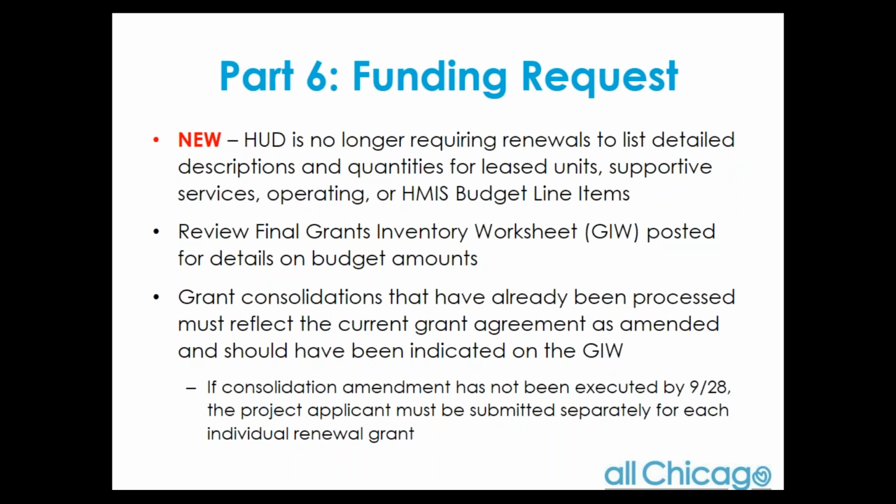If you have not done a consolidated amendment but are thinking about it, or maybe are in the beginning stages, and have not executed that by September 28th, you must submit a separate individual grant application. So if you have not actually executed the consolidation as of now, you will have to submit a separate individual renewal grant.